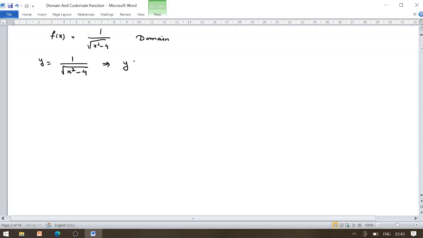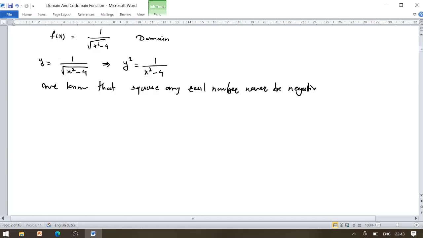After squaring on both sides we get y square equals 1 upon x square minus 4. Here we know that the square of any real number or any real value is never negative. So that implies your y square value is never negative, which means 1 upon x square minus 4 is never negative, so it is greater than or equal to 0.